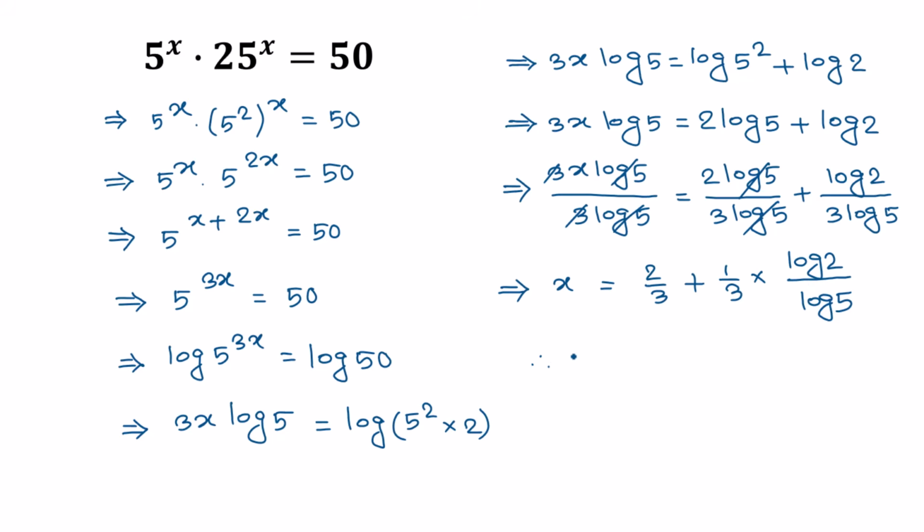And we will get the value of x is equal to 2 over 3 plus 1/3 of log 2 divided by log of 5, we can write this as log of 2 with base 5. And this is the solution of our given equation.